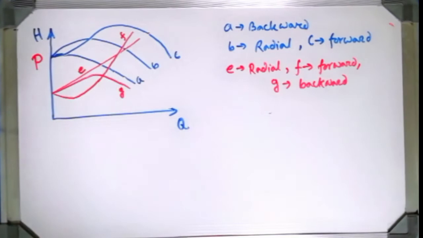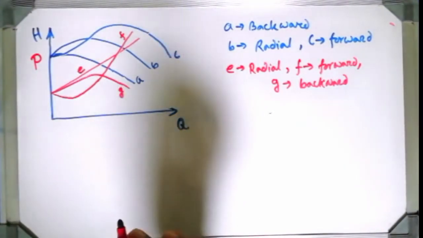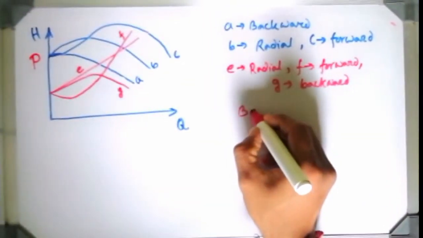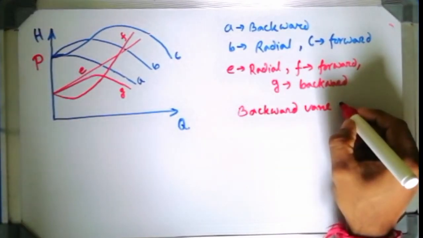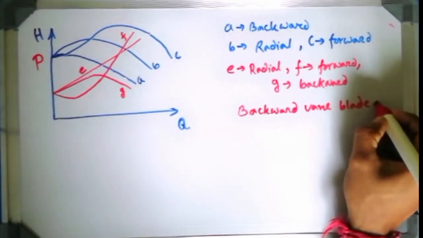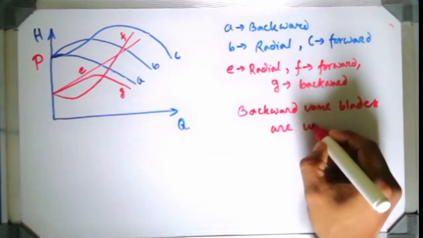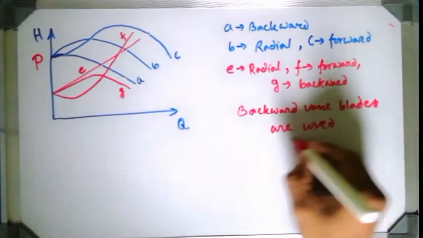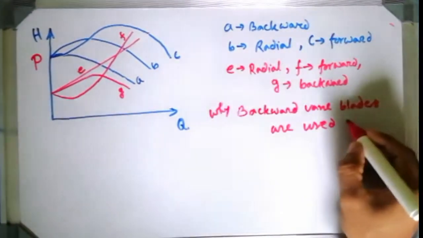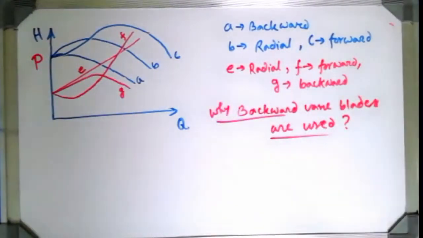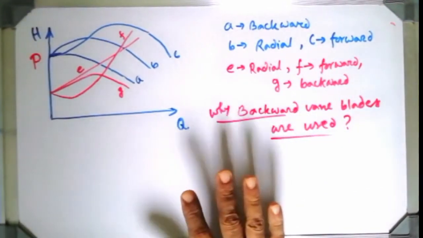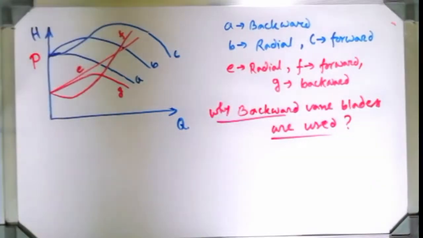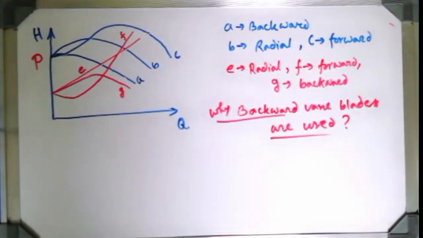Now why am I drawing this? From here you can see why these backward vane blades are used. Why? It is a very good question for any kind of interview. Most of the books have written that backward vane blades are used in centrifugal pumps. But why? The reason can be explained from here.